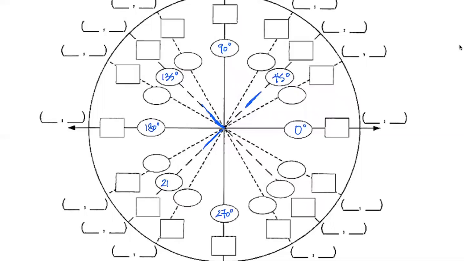Okay. How about halfway between 180 and 270? 225. All right. What about halfway between 270 and 360? I think it's 315.